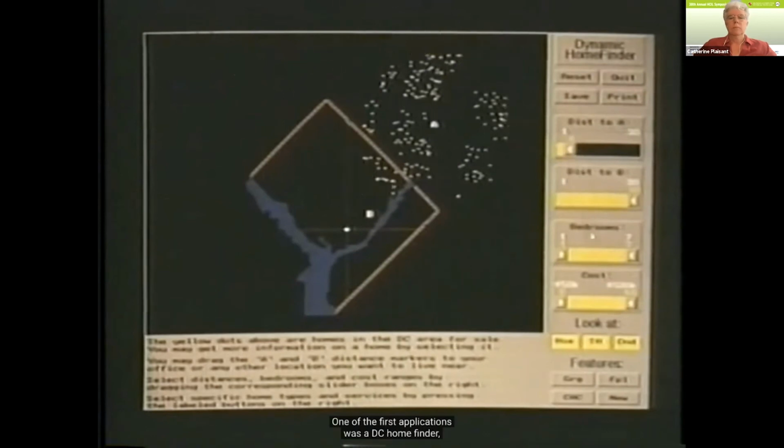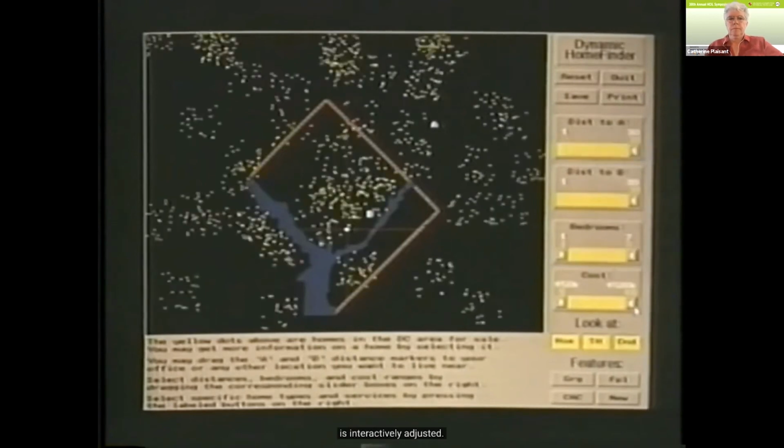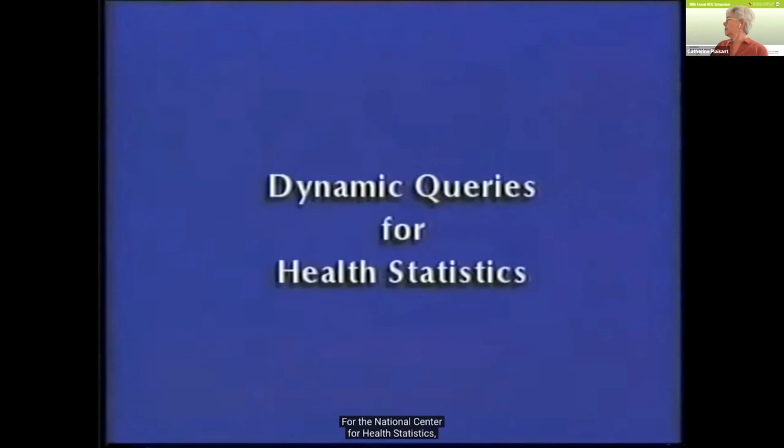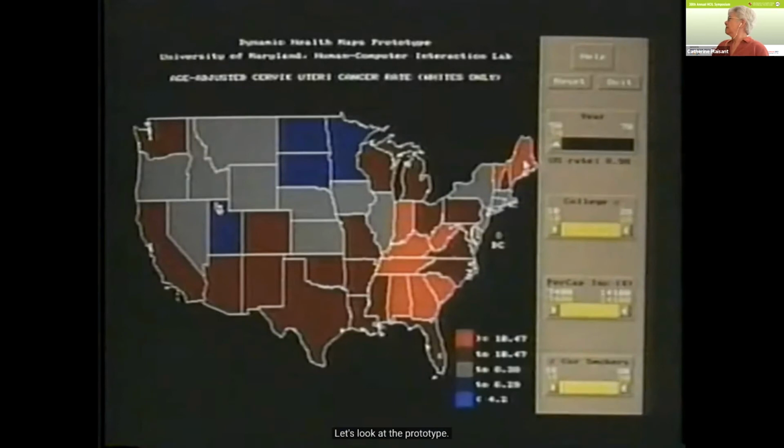One of our first applications was a DC home finder, which helps locate in a few seconds a subset of houses that match the query, which is interactively adjusted. Our experiments have demonstrated that dynamic queries were very powerful in finding trends and exceptions. For the National Center for Health Statistics, dynamic queries were immediately recognized as an excellent tool to explore health time trends. Let's look at the prototype.